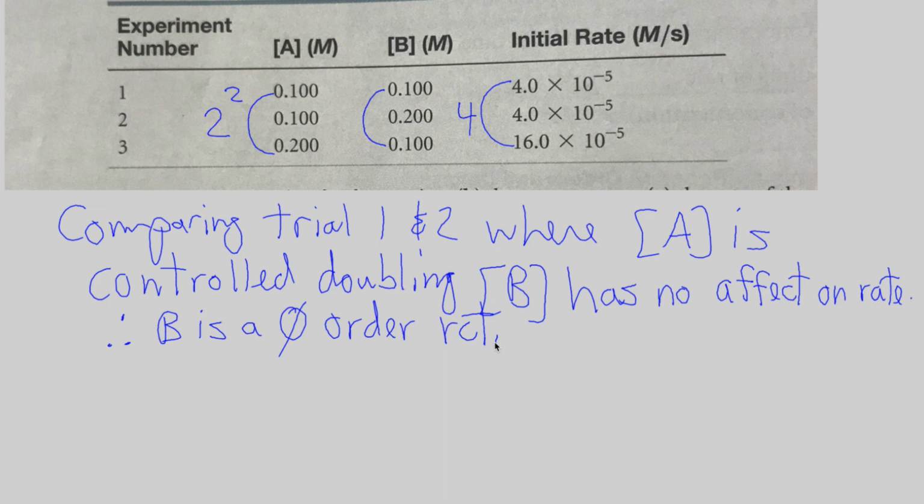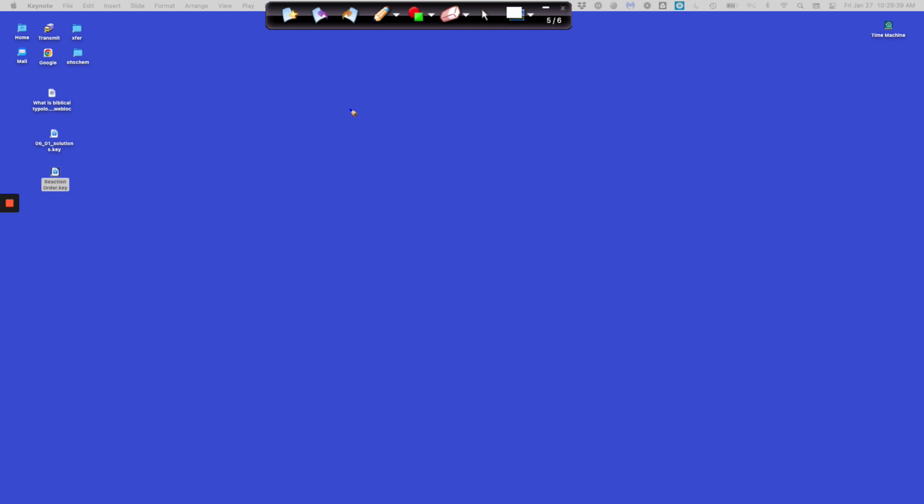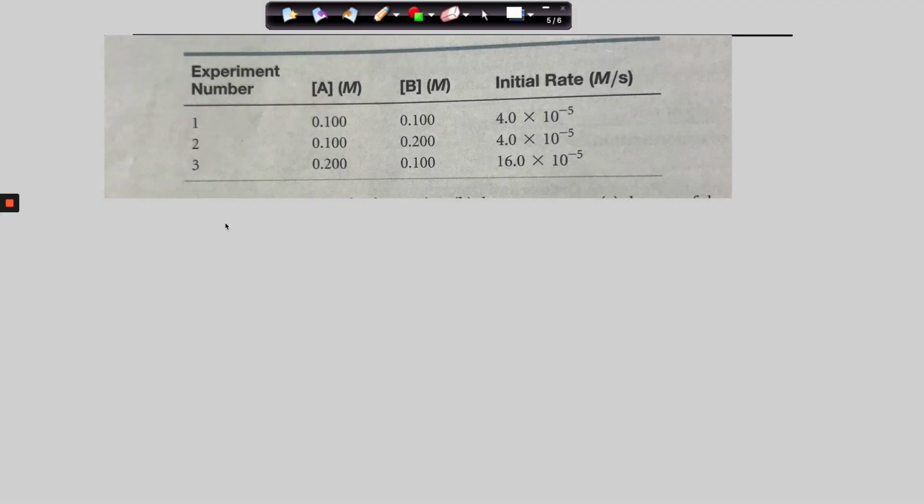You've got to write this out. You've got to start with the trials you're looking at. Then you've got to identify your control. And then you've got to identify the order of the reactant. Then your second paragraph goes like this. I'm going to start a clean page so I don't write so low on the screen.